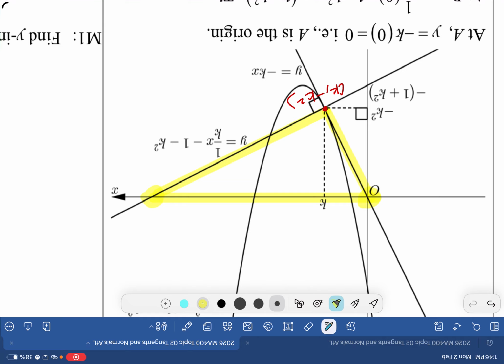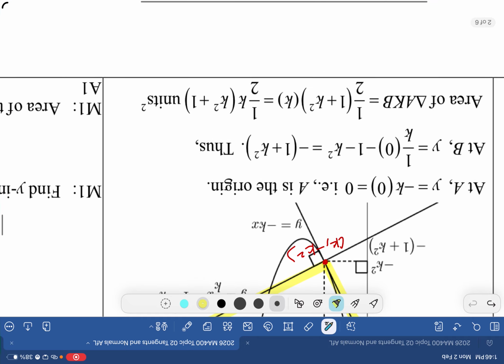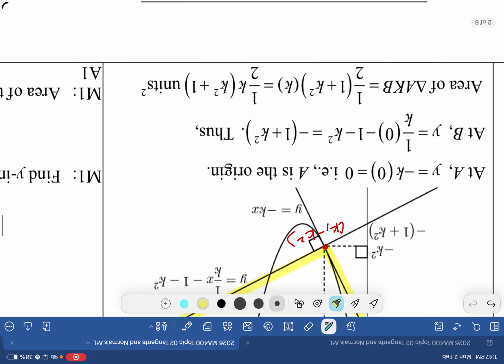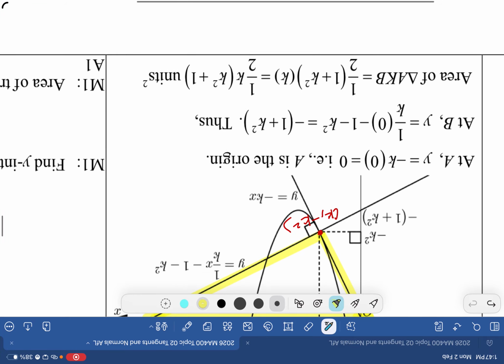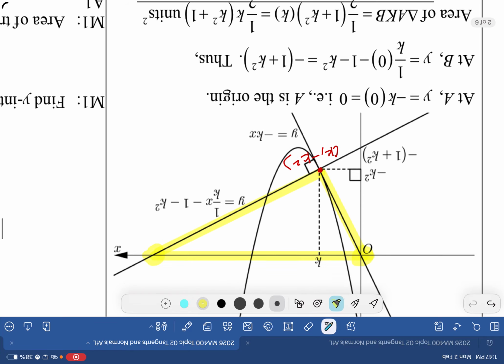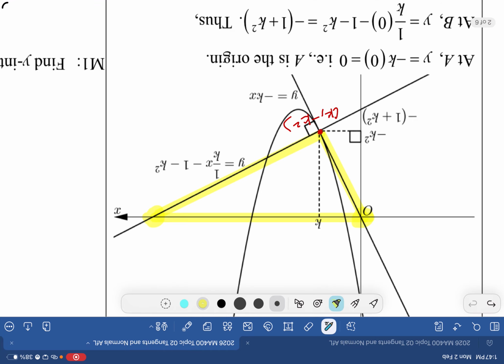Okay? The next one at B, same thing. You can see this is the equation of the normal. In the equation of the normal, I substitute x as 0. Again, this is the y-intercept. Clear? Now from here, this point and this point, you're looking at this triangle here. Okay? Can you find the base?